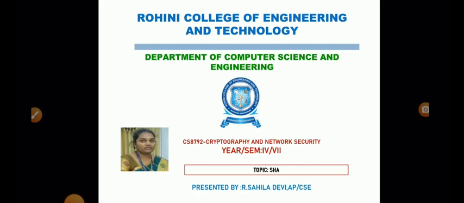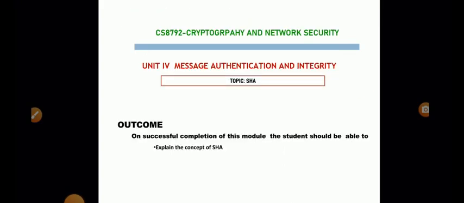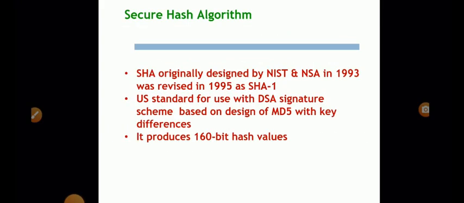Today we are going to discuss the subject CS8792 Cryptography and Network Security. In Unit 4, we are going to discuss the SHA algorithm. The outcome is that, on successful completion of this module, the student should be able to explain the concept of the SHA algorithm.